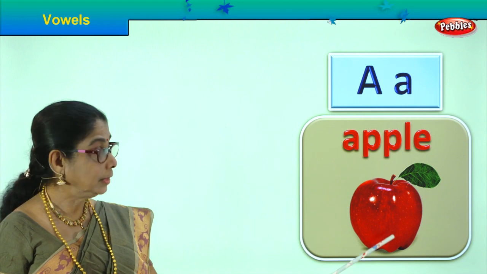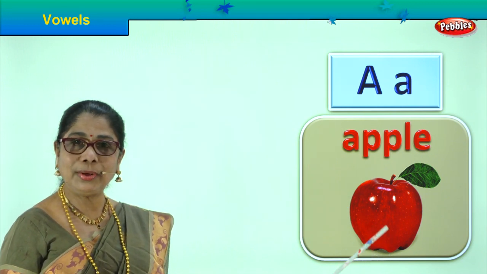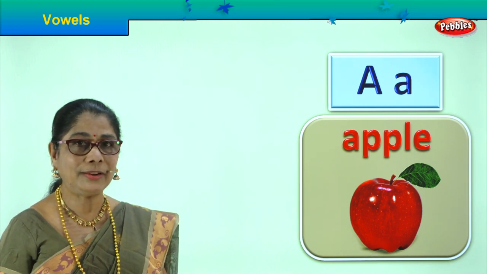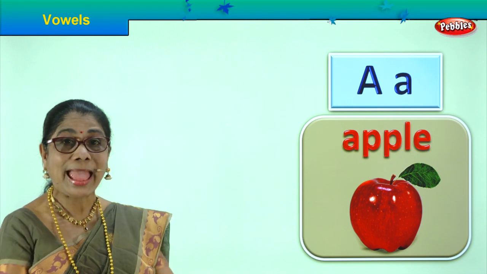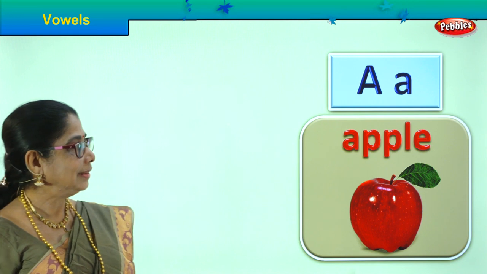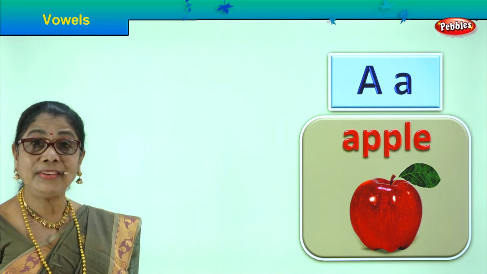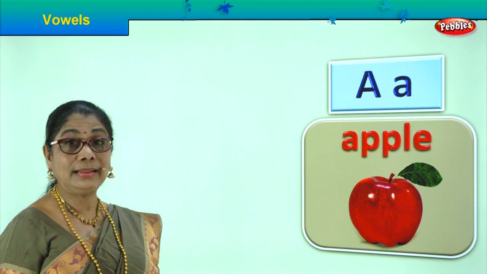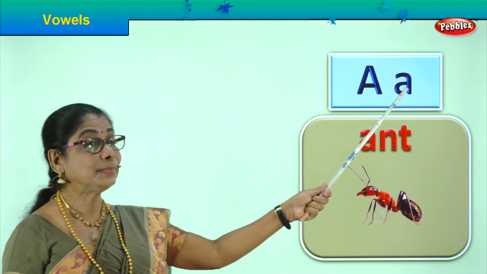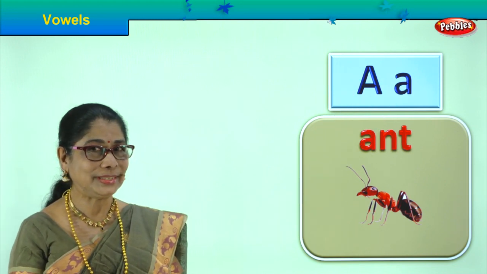Apple. Here is the beautiful picture of an apple. When you look at an apple, you must say letter A. Vowel, first vowel. Sound A. Good. Did you enjoy the exercise? Let's look at another vowel. The same vowel, another word. Capital letter A, small letter A. Can you tell me the sound? A. Very good. A.